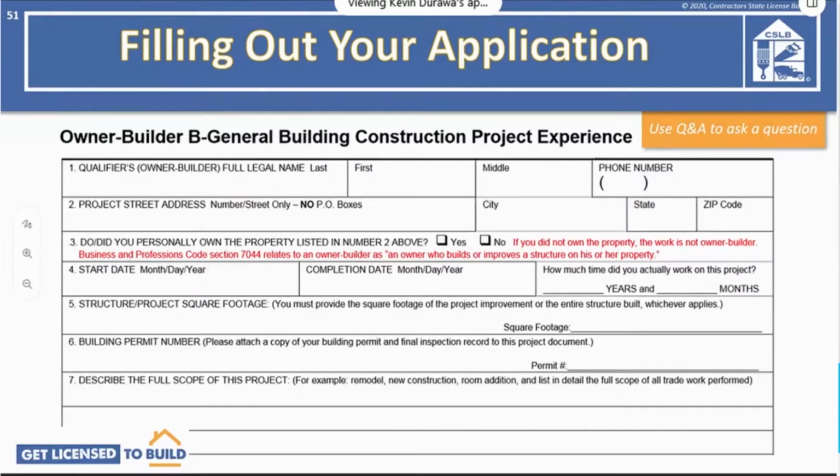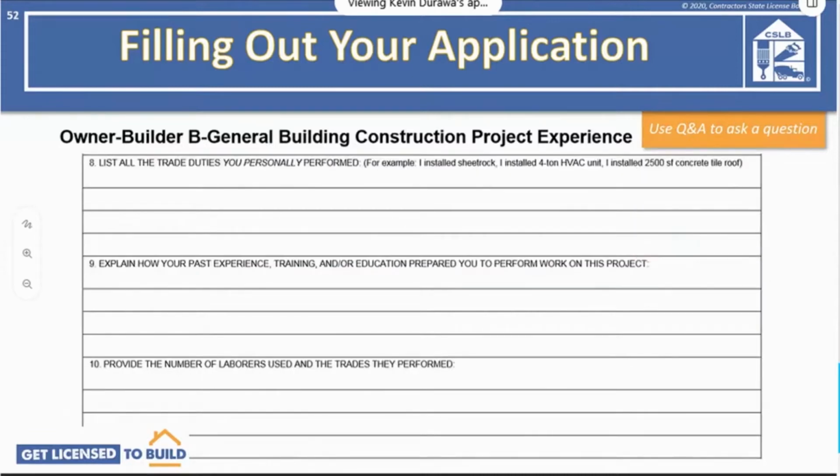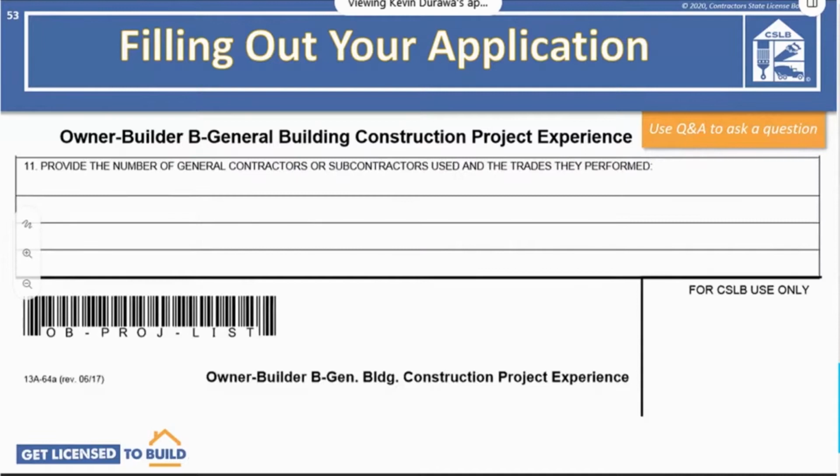The experience must be verifiable through building permits, final inspections, or other documentation. You will need to list the building permit number here on line number 6. And then on line number 7, you will need to provide the scope of the project. In boxes 8 through 10, you will need to provide more detailed information about the project. Question number 11 asks if other general construction contractors worked on the project and what trades they performed. Remember, this information should be as complete and accurate as possible.